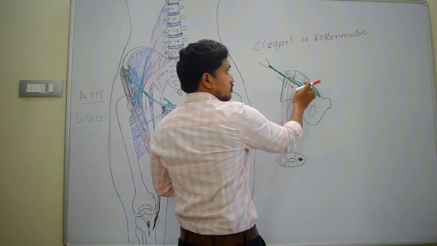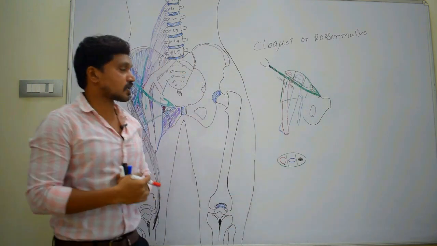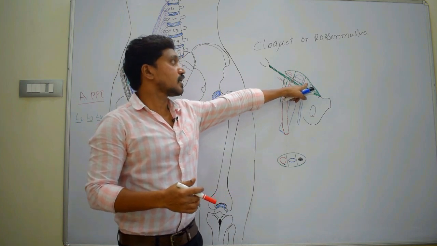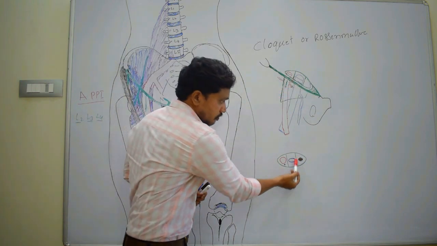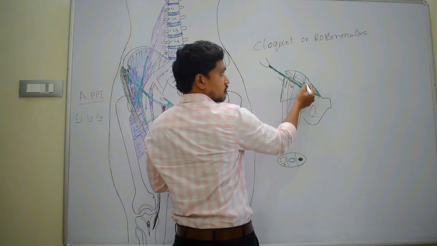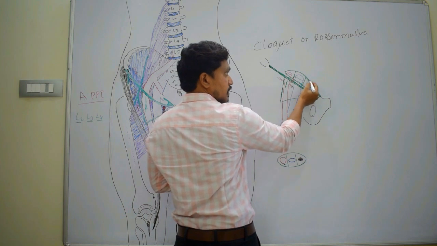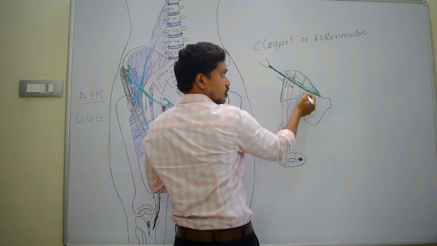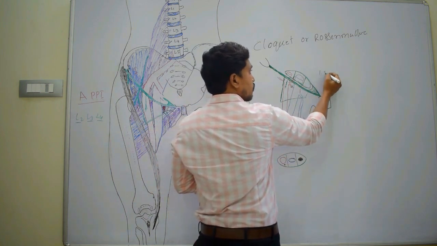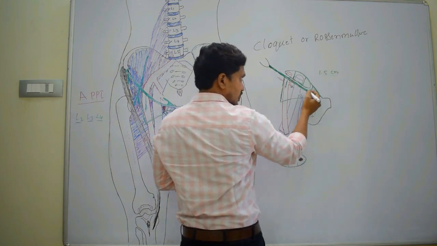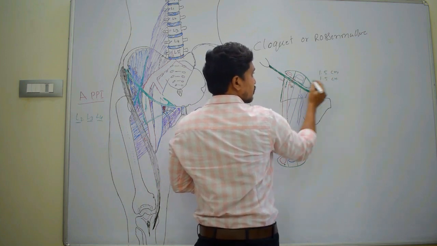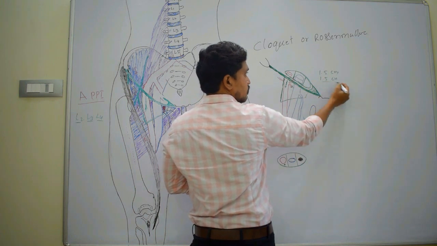Now we have to discuss the medial most compartment of the femoral sheath. This medial most compartment of the femoral sheath, we call the femoral canal. This femoral canal is also funnel shaped. Funnel shaped means what? It has the base in the upper part and in the lower part it is narrow. Actually it is around 1.5 centimeters in length and the width is 1.5 centimeters only at the base. At the base only it is 1.5 centimeters.